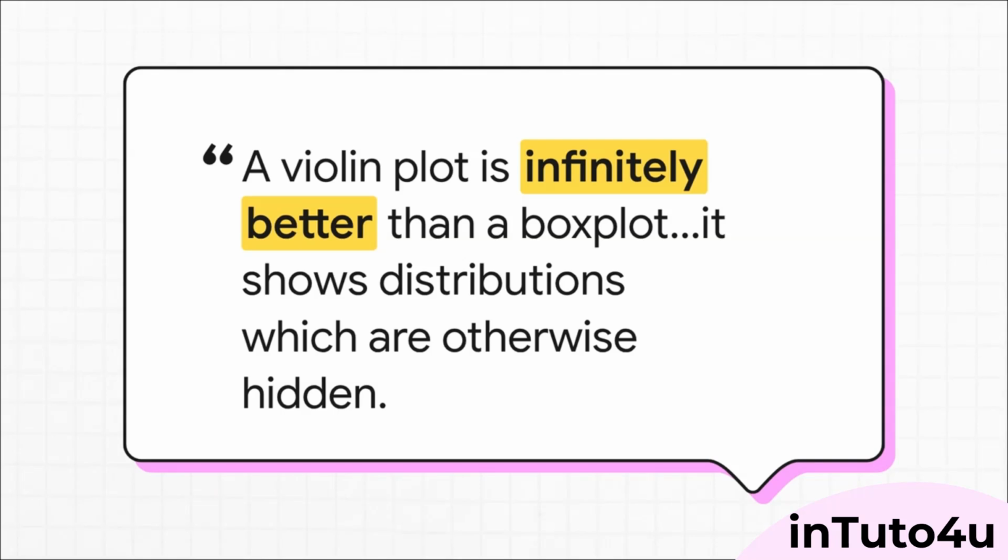The argument for the violin plot is pretty powerful. As this user points out, a simple box plot can't show you if your data has two different peaks, what we call a bimodal distribution. A violin plot makes that hidden shape immediately obvious, which can stop you from making some really bad assumptions about your data.